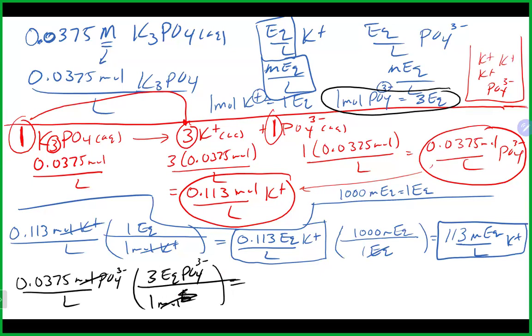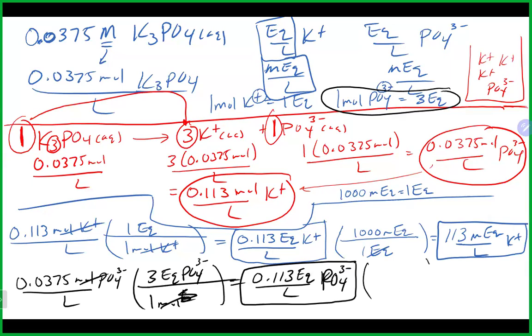That's going to give us 0.113. I'm going to round like I did on the top one there. And again, on your calculator, you get 0.1125. And that is our phosphate. And once again, here we could take it to our milliequivalents per liter. And that gives us 113 milliequivalents per liter of phosphate.